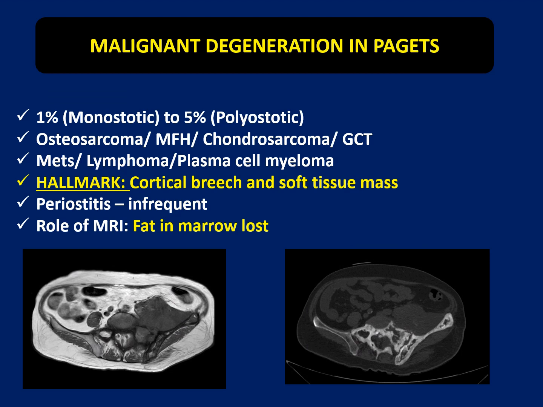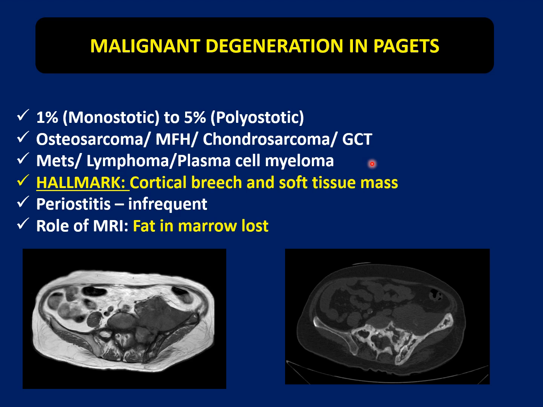Coming to malignant degeneration of Paget's disease, typically 1 to 5% of Paget's disease can undergo malignant degeneration, depending on whether it is the monostotic or polyostotic form. The various malignancies which occur in Paget's disease are osteosarcoma, malignant fibrous histiocytoma, chondrosarcoma, and GCT. The GCT which typically occurs in Paget's disease is usually benign in nature. Sometimes it can be malignant, but the majority of the GCTs which occur are benign.